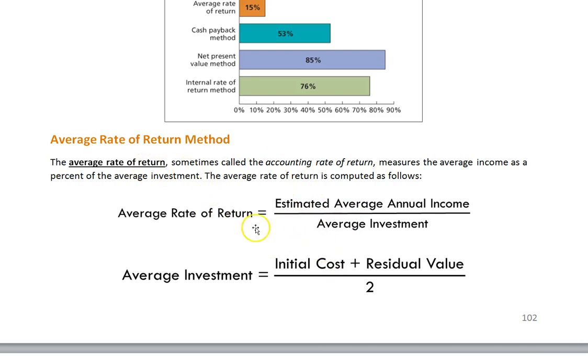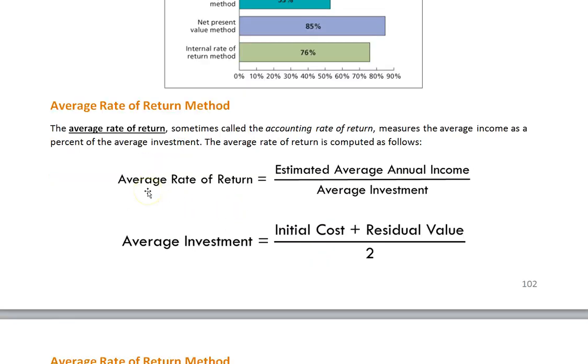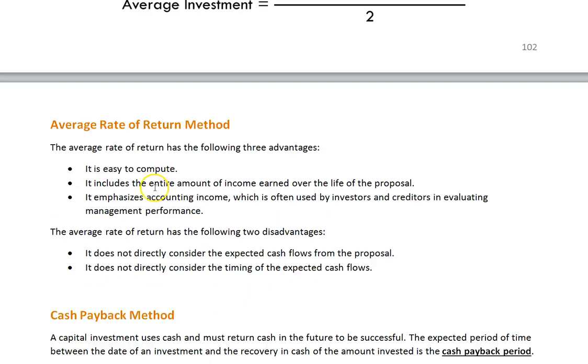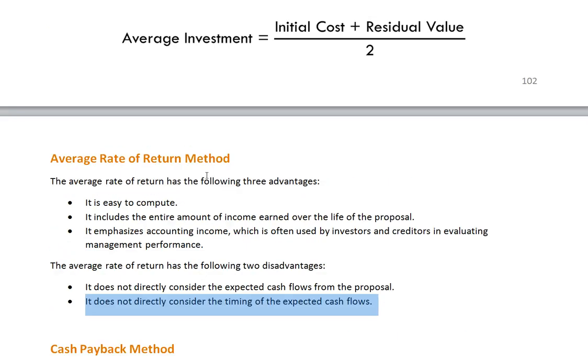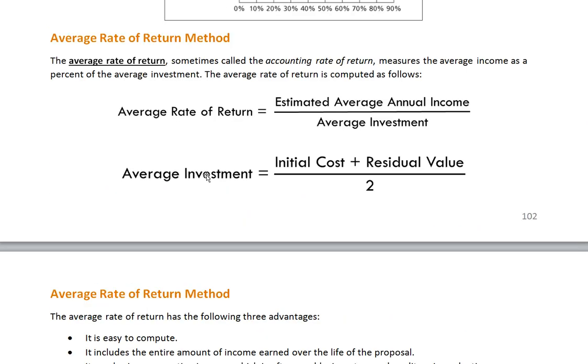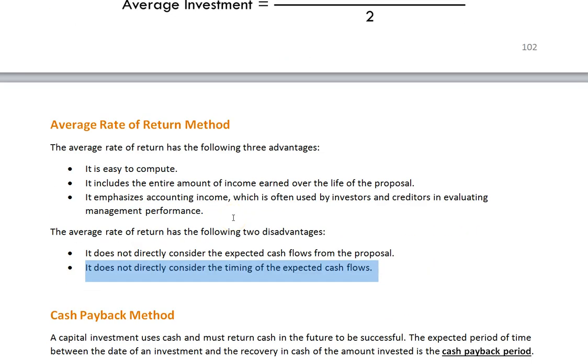Alright, for the average rate of return, we have the formulas here. I'm not a fan of this method. You can ignore this part if you want. We can look at the weaknesses. It doesn't consider the timing of the cash flows. It doesn't have net present value concepts or time value of money concepts in it, which makes it very weak. It's producing an output of a percentage too. It might be misinterpreted. It's not very popular.